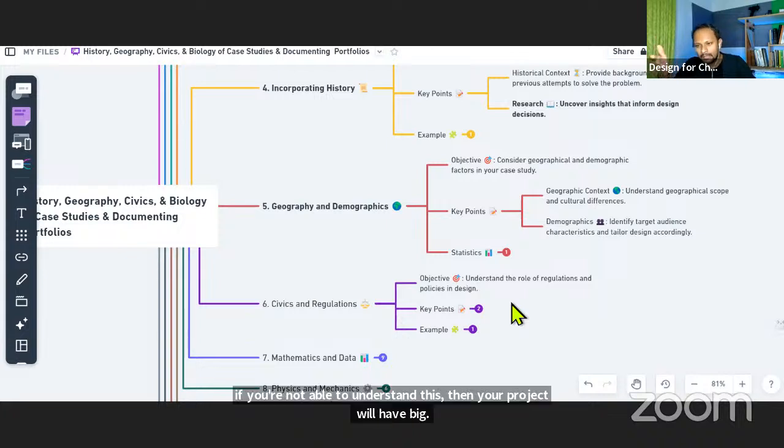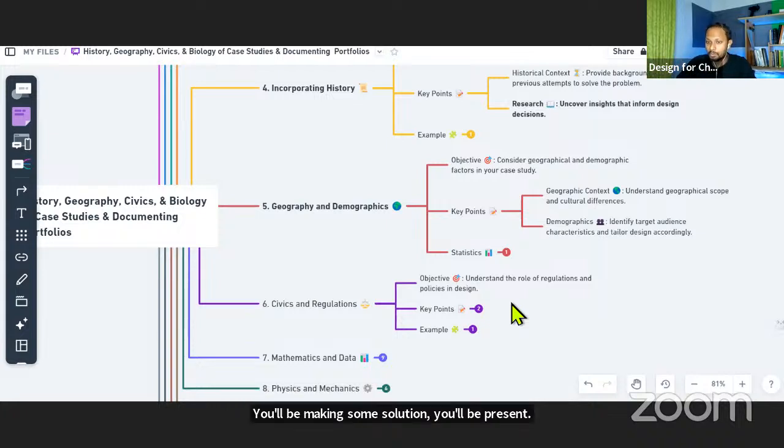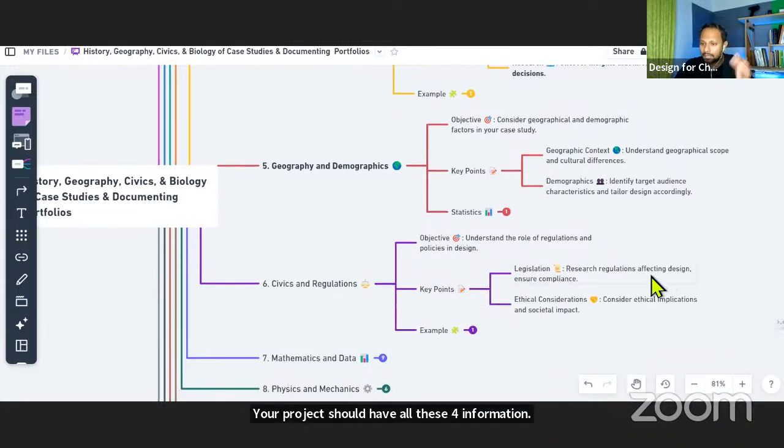You will be making a project, you will be making some solution, you will be presenting it, but you will not go to the depth of the case study to understand the importance of it. So understand history, geography, demography, civics. Clear? Your project should have all these four pieces of information. The key important element is to research the regulations affecting the design and ensure its compliance.